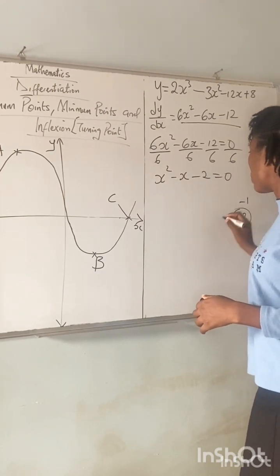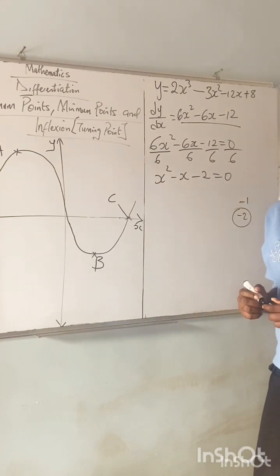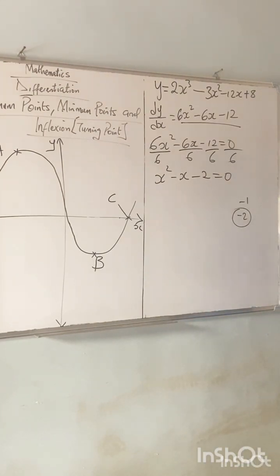Now we're going to be looking for two numbers so that when you multiply them, you have minus 2, and when you add them, you have minus 1. So the factors of 2, very quickly, since it is a minus, that means one of the factors must have the minus sign. We have minus 1 times 2, and then we have 1 times minus 2.